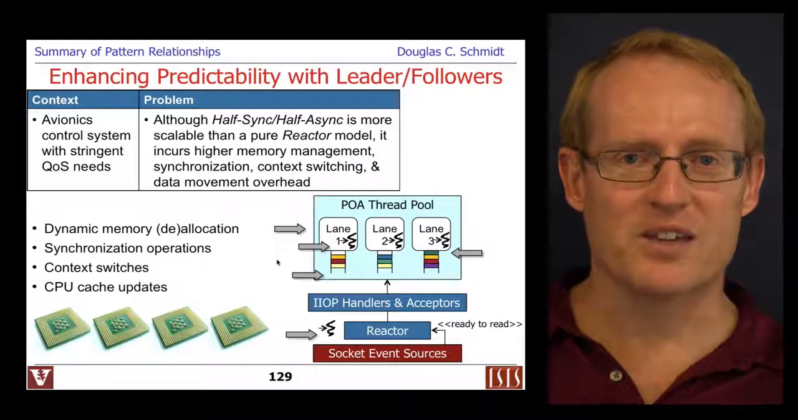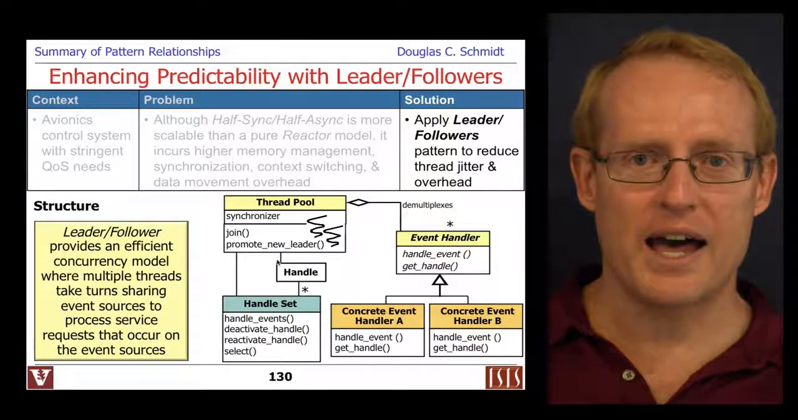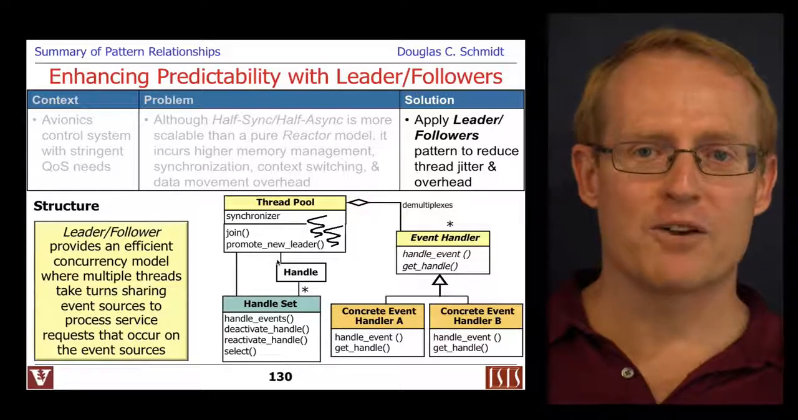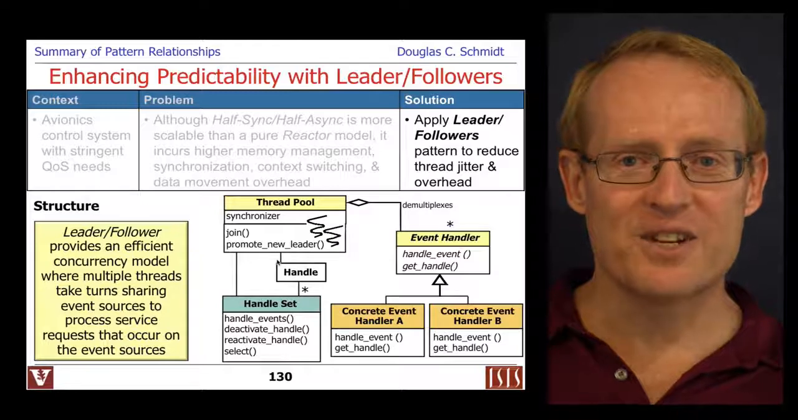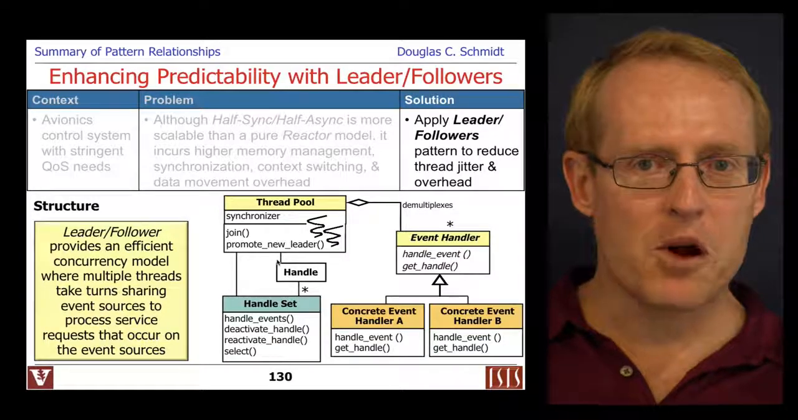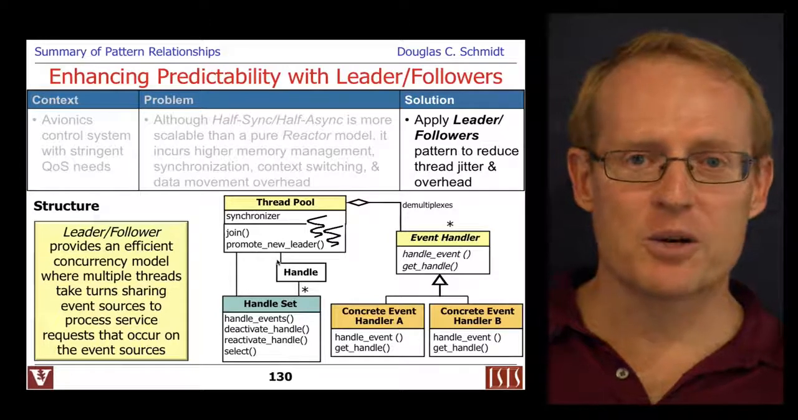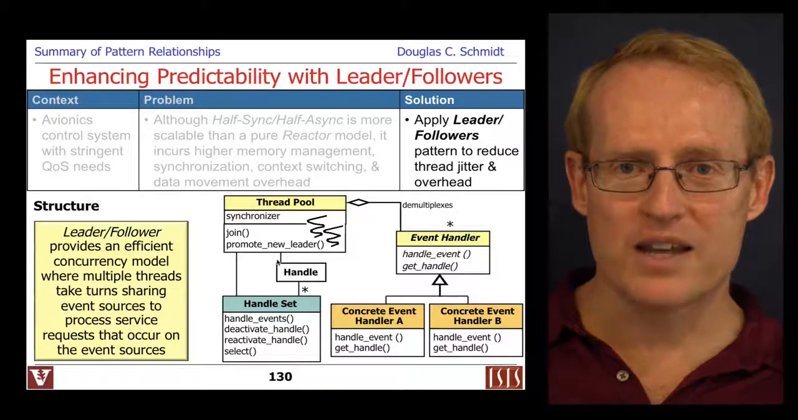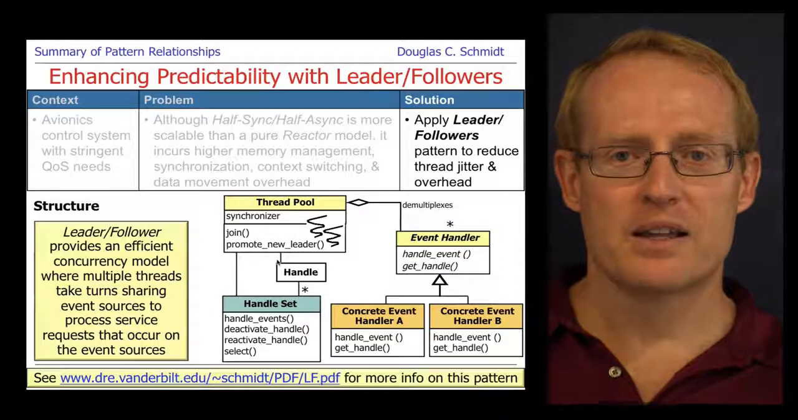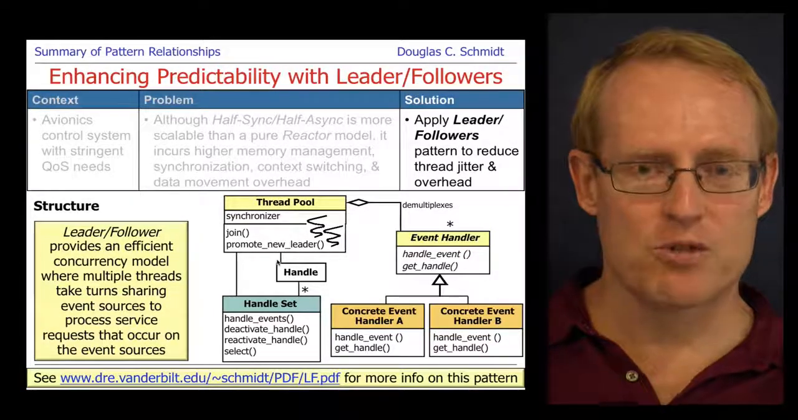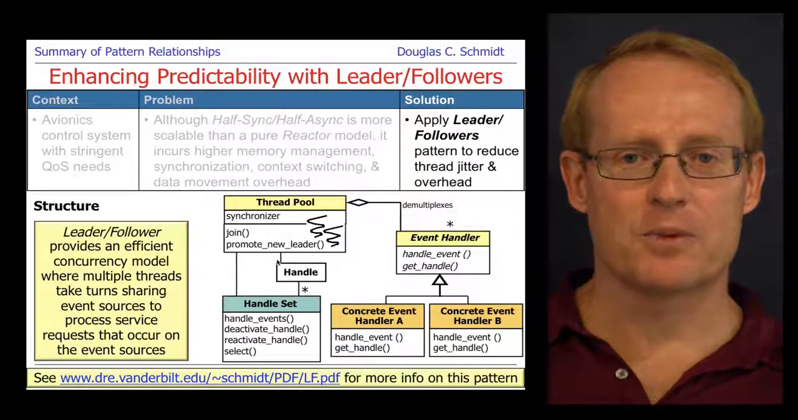Well, what's that something else? As it turns out, that something else could be to apply the leader-followers pattern. This pattern helps us to enhance predictability and efficiency with some loss of scalability, as we'll talk about. And under the right circumstances, it could very well be the right pattern to choose to meet your needs. This particular pattern is also described in the POSA 2 book, and you can read about it at this paper URL.